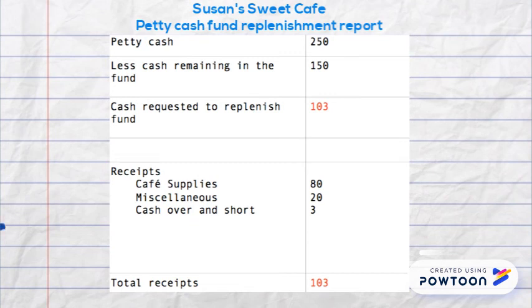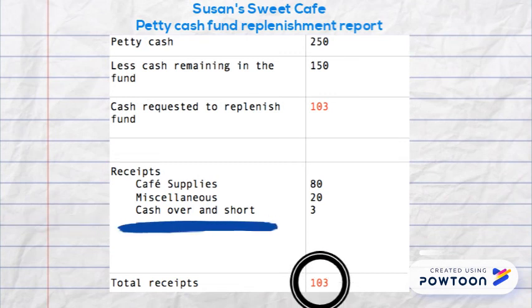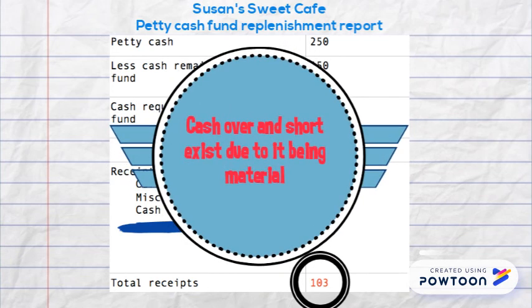By adding in cash over and short, the total receipts match the cash requested to replenish the fund. The cash over and short account is allowed to exist due to materiality, which states that minor differences between 2 accounts can be overlooked due to the number being very small.